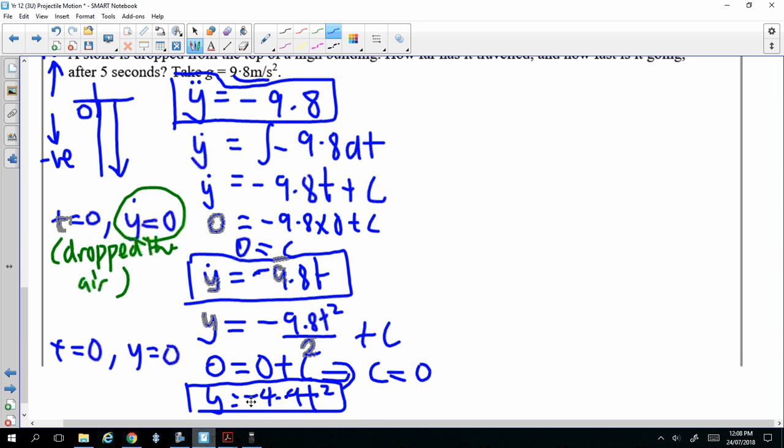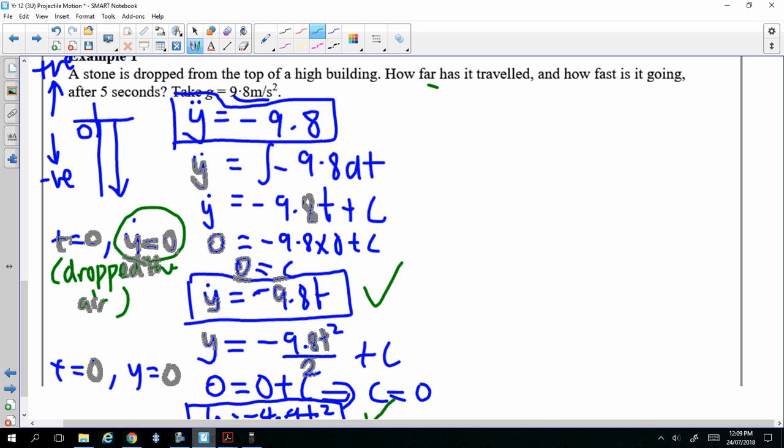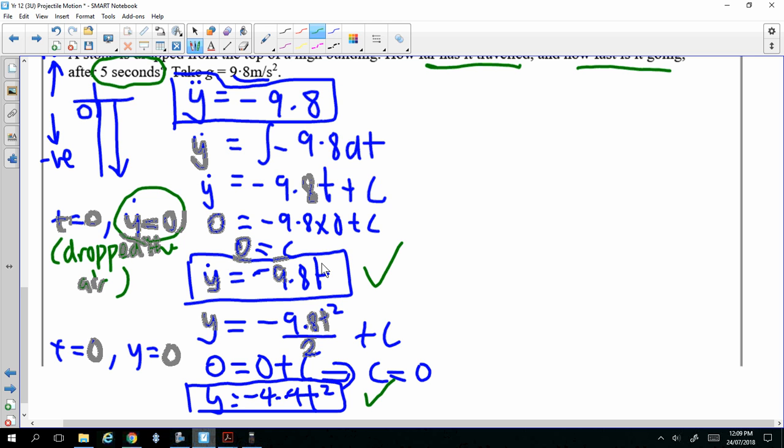And we're going to use the formula for velocity and displacement to answer the question, how far has it traveled and how fast is it going after 5 seconds? Because they're all in terms of the time. So if I know the time, I can work out the speed and the distance traveled. Okay, so let's work them out. When t equals 5, let's work out the displacement.